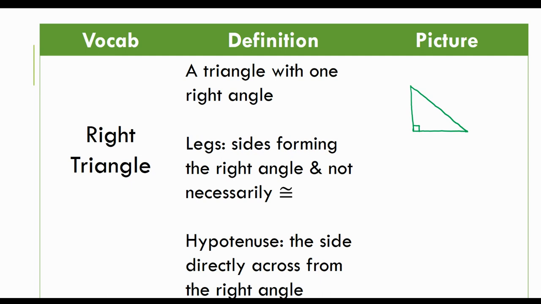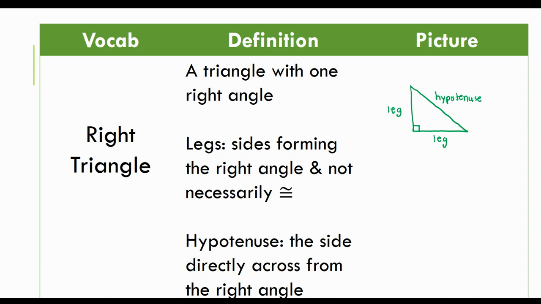It says legs are the sides that are forming the right angle and are not necessarily congruent. So while legs of an isosceles triangle are congruent, they do not have to be congruent when we are talking about right triangle legs. So these two sides right here are forming the right angle, so those are the legs. Then we have the hypotenuse. The hypotenuse is always going to be the side that is directly across from the right angle. All right, so that covers all of the vocabulary that we need to know for this section.